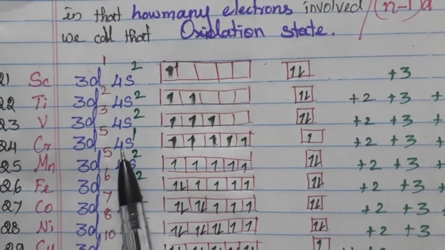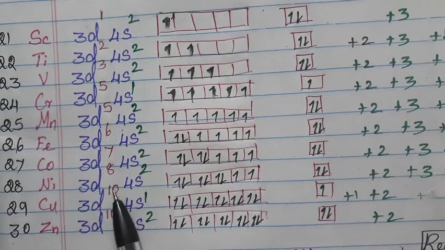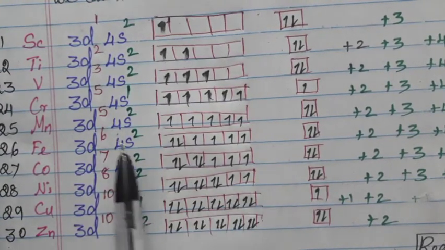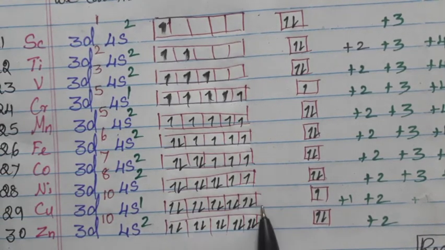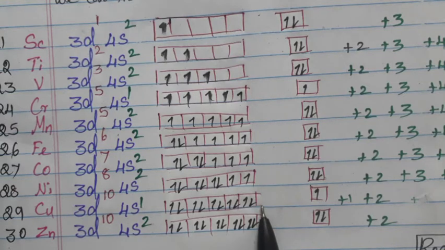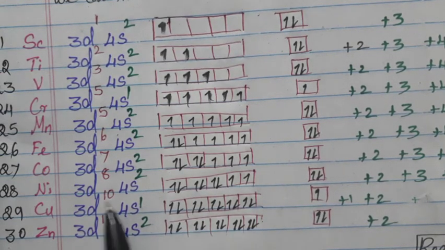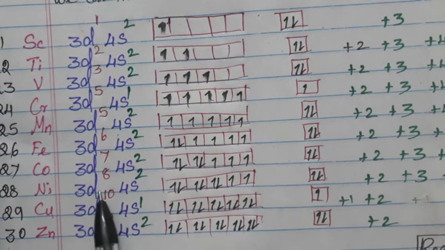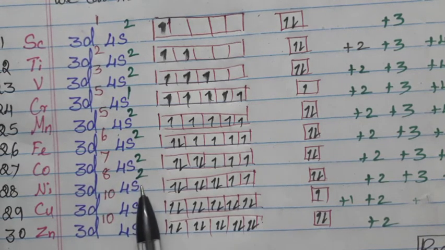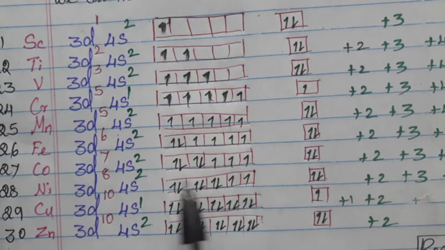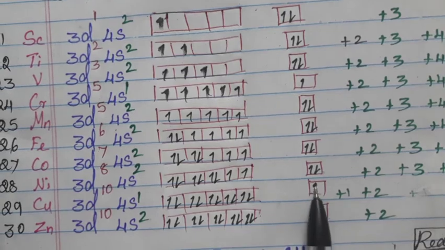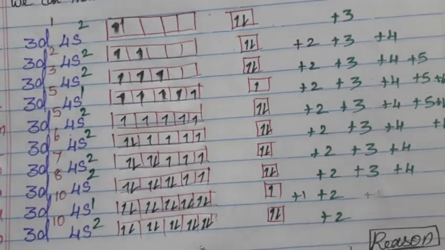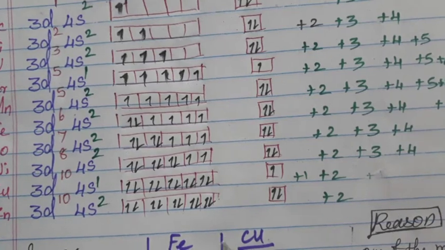And whereas chromium and copper are exceptional. Here you see chromium is half filled and copper is fully filled. Whereas they are supposed to fill 3d9, but they fill 3d10, and here s is only 1. So it goes like that. So therefore they have various oxidation states.